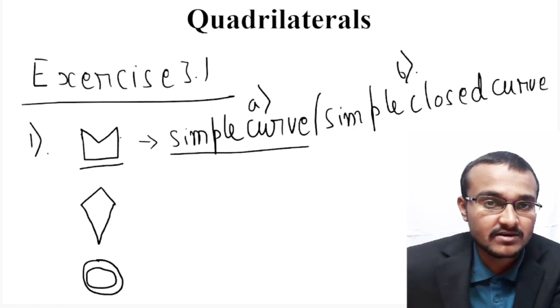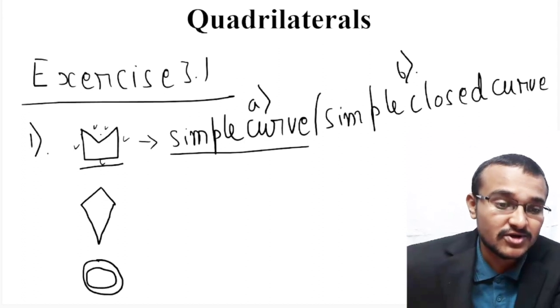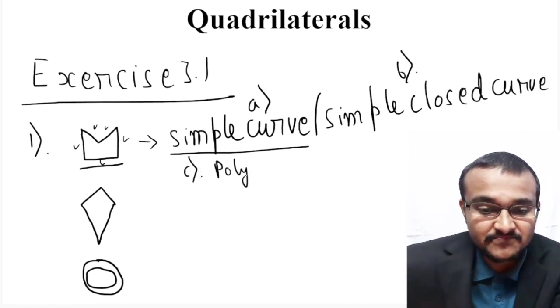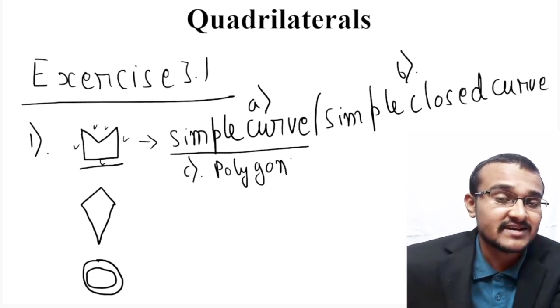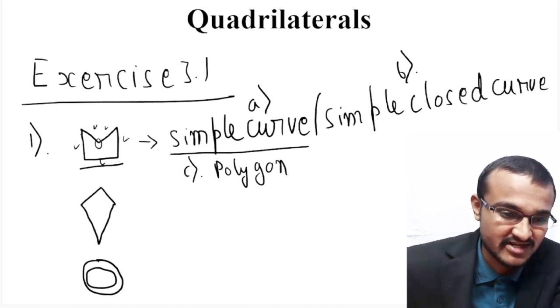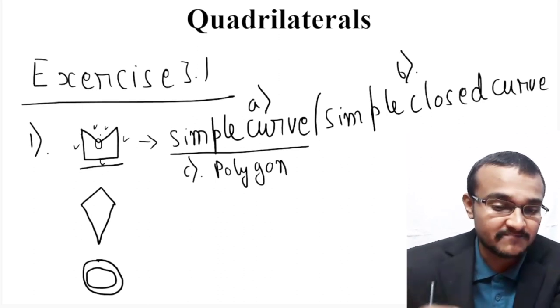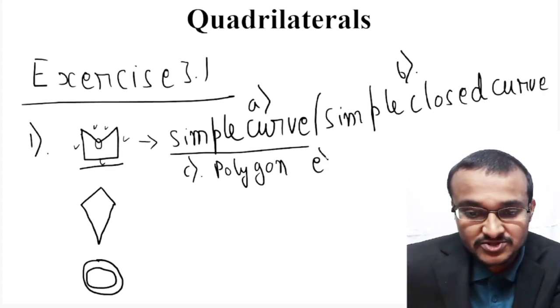And since only line segments are there in this figure and it is also closed, this can be a polygon as well. So C is also correct for this image. It is also a polygon. Coming to the D option, it is given as convex polygon, but D will not fit here because one particular angle of this polygon is interior to that polygon. So this polygon is actually a concave polygon. So option D will not suit this. Option E will suit this. So here option E is concave polygon.